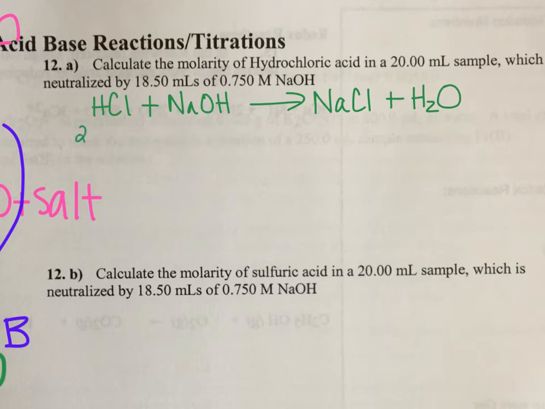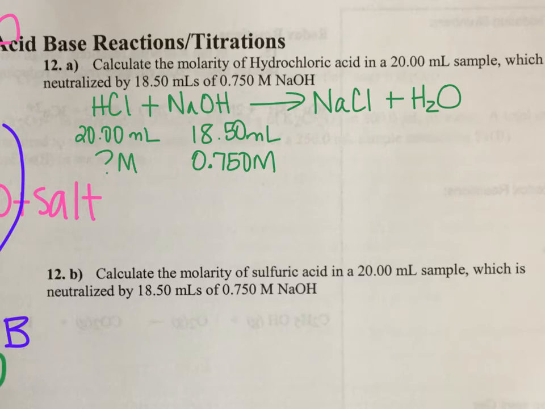Let's write the amounts that we have underneath it. We have 20.00 milliliters of HCl, 18.50 milliliters of NaOH, 0.750 molarity for the NaOH, and for the HCl we want to know the molarity. This is where you look at how these guys are related. What type of ratio do we have between HCl and NaOH? It's a 1-to-1. Since it's a 1-to-1 ratio, we can plug and chug into our MAVA, MBVB.